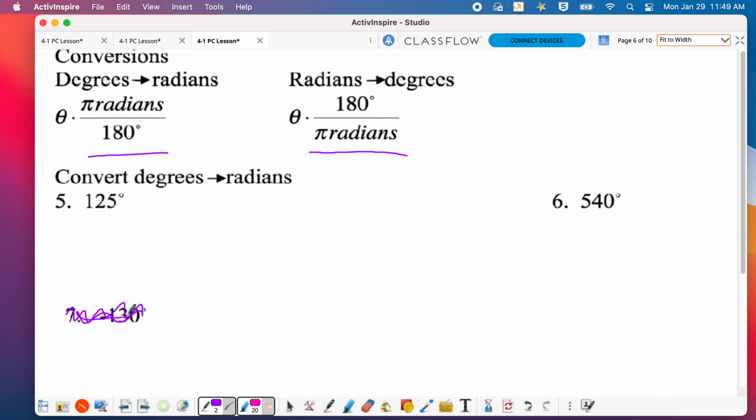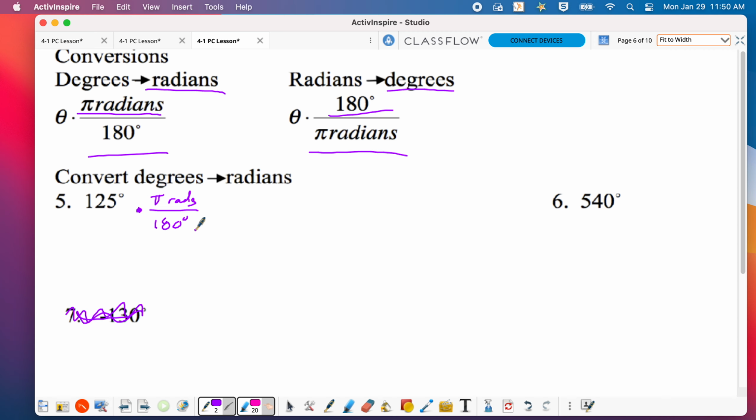What you want to end up with needs to go into the numerator. Degrees to radians, I'm going to put pi radians, half a rotation, and I want to get rid of degrees, so I'm going to put it over 180 degrees. To get rid of radians the second way, I'm going to do 180 degrees over pi radians so I can get rid of the radians. All right, so for number 5, I'm going to multiply. I want to get rid of degrees, so I'm going to put 180 degrees on the denominator, pi radians in my numerator. So I have 125 degrees times pi radians over 180 degrees.